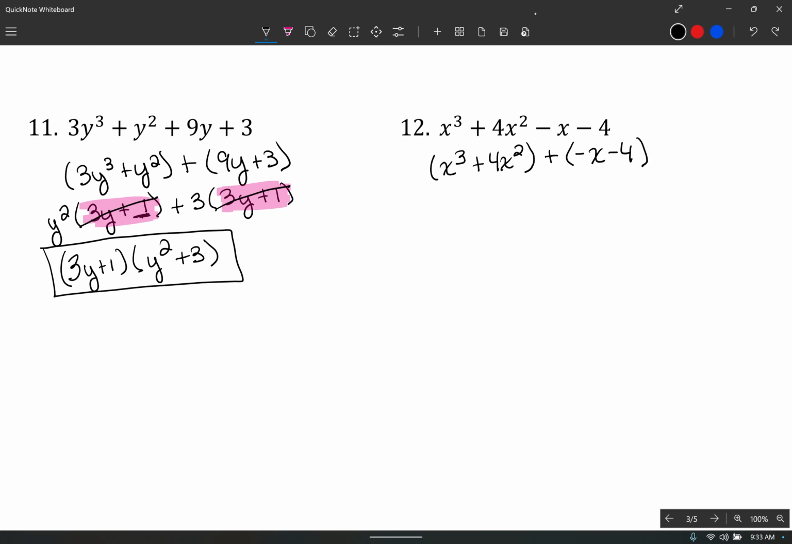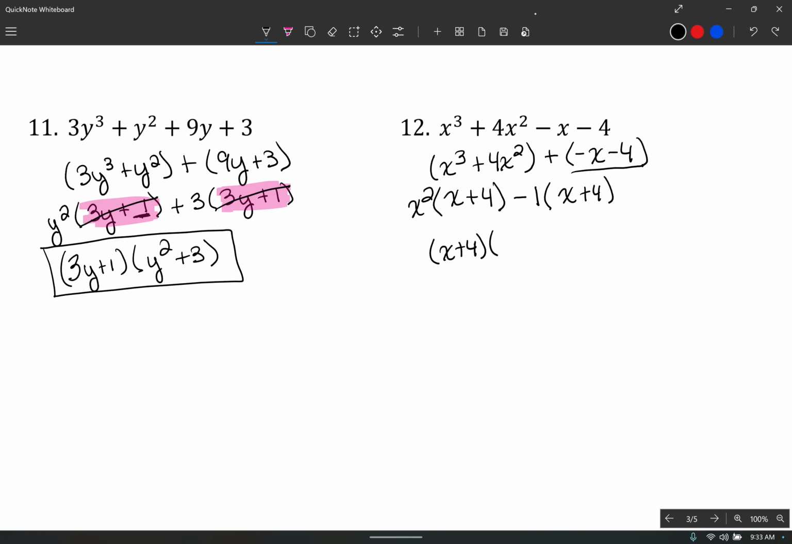My common factor in the first group is x squared, so I'm going to factor out x squared, which leaves me with x plus 4. Now that's really similar to what I have back here. It's just the signs are wrong. So again, you can take out a -1, which leaves you with x plus 4. So in my two groupings, they both have an x plus 4.